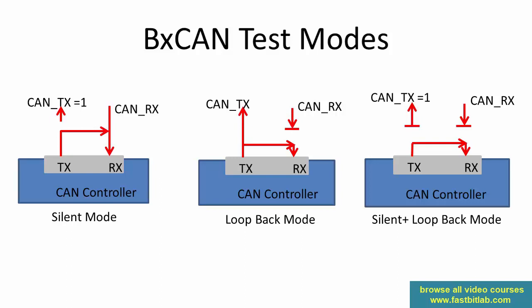The bxCAN peripheral of the ST microcontroller comes with three test modes. One is called silent mode, loopback mode, and silent plus loopback mode. This is basically to test your CAN controller before you introduce it into the CAN network. In the first exercise, we are going to do an exercise on CAN loopback mode. And in the next lecture, I'm going to explain what exactly each mode means. You'll see that in the next lecture.